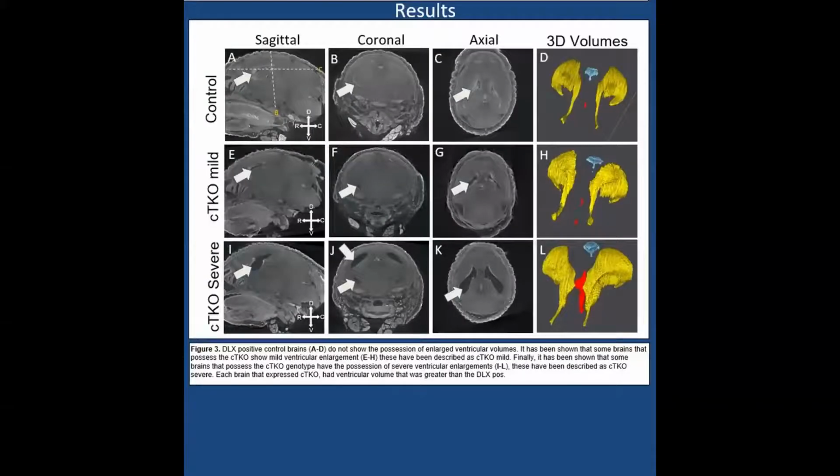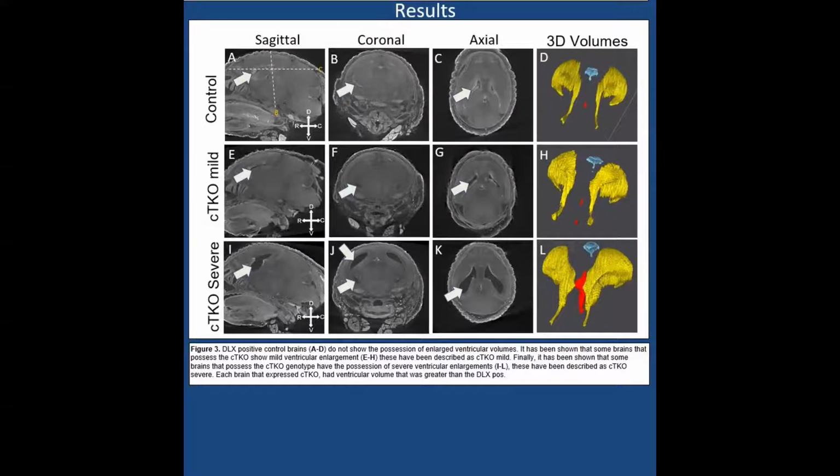These are the results we found. It was determined that not all triple knockouts had the same effect. Some were more severe than others. I've shown some models that express mild effects on the forebrain development and some that express more severe effects. Each brain has a segmented view showing what its ventricles look like in the sagittal, coronal, and axial position.